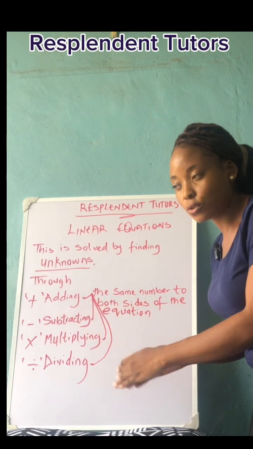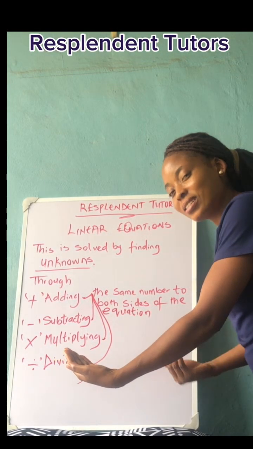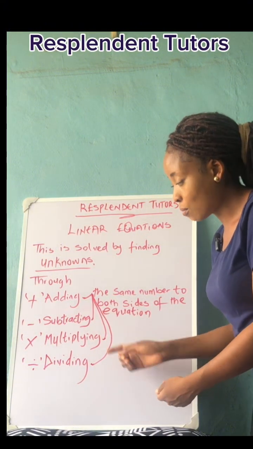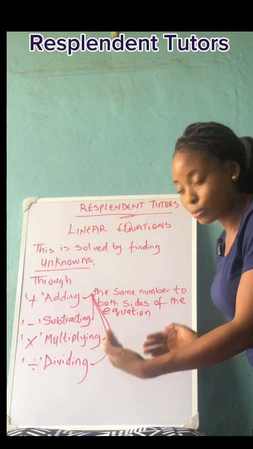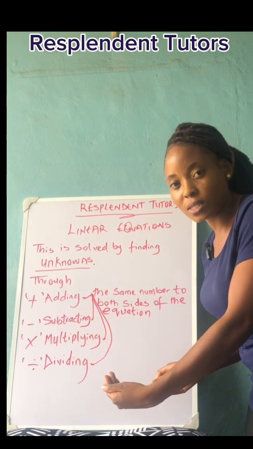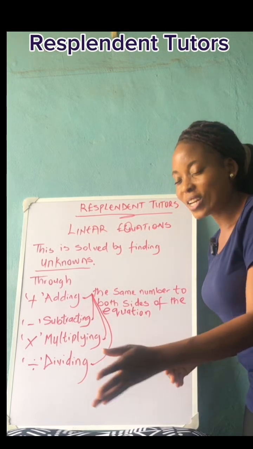If you have an equal sign in the middle, you add the same number on this side and add the same number on this side just to find it, or divide, like we said here: adding, subtracting, multiplying, dividing. So you add, subtract, multiply, divide the same numbers on both sides of the equal sign. That is how you solve linear equation. So let's show you values right now.